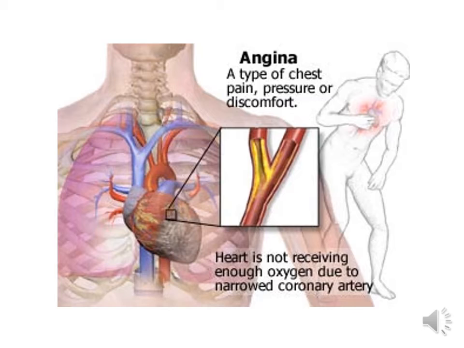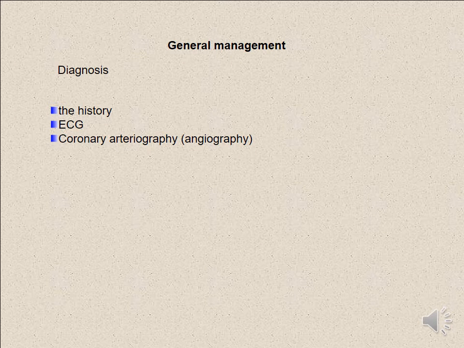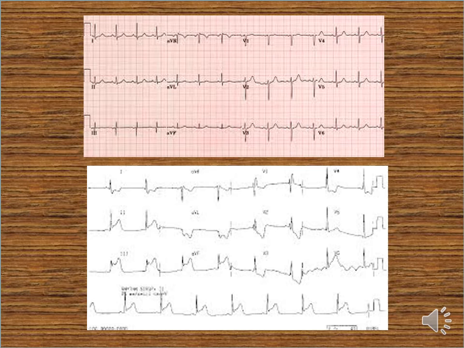The first one is angina pectoris. The angina type of chest pain, pressure, or discomfort. Heart is not receiving enough oxygen due to narrowed coronary artery. The diagnosis of ischemic heart disease, the first by history, second ECG, and third coronary arteriography as angiography.